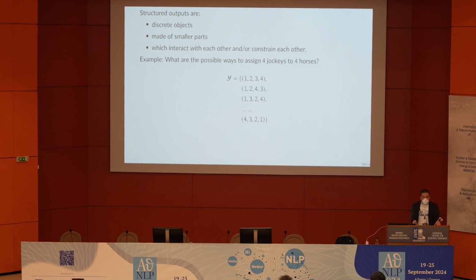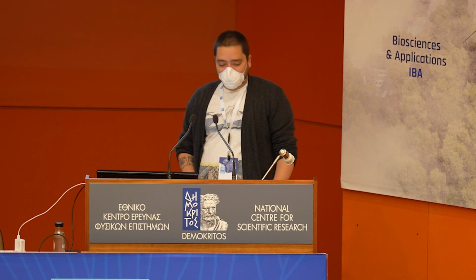Consider a quintessential structure prediction problem, which is the assignment problem. Let's say you have 4 jockeys and 4 horses with some sort of pairwise preferences between them. How many possible ways are there to assign 4 jockeys to 4 horses, 1 each? The answer is 4 factorial. This is the number of permutations of length 4. So this is 4 times 3 times 2 times 1. So in this case, this is just 24.